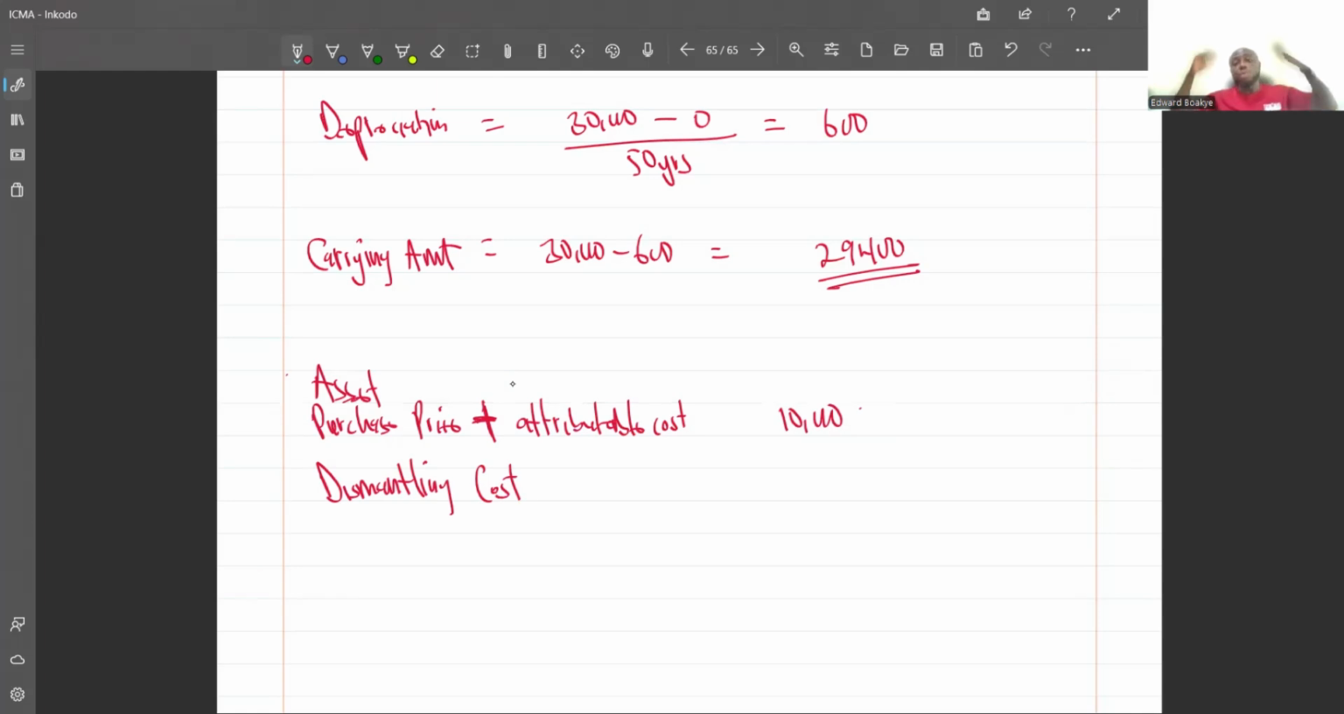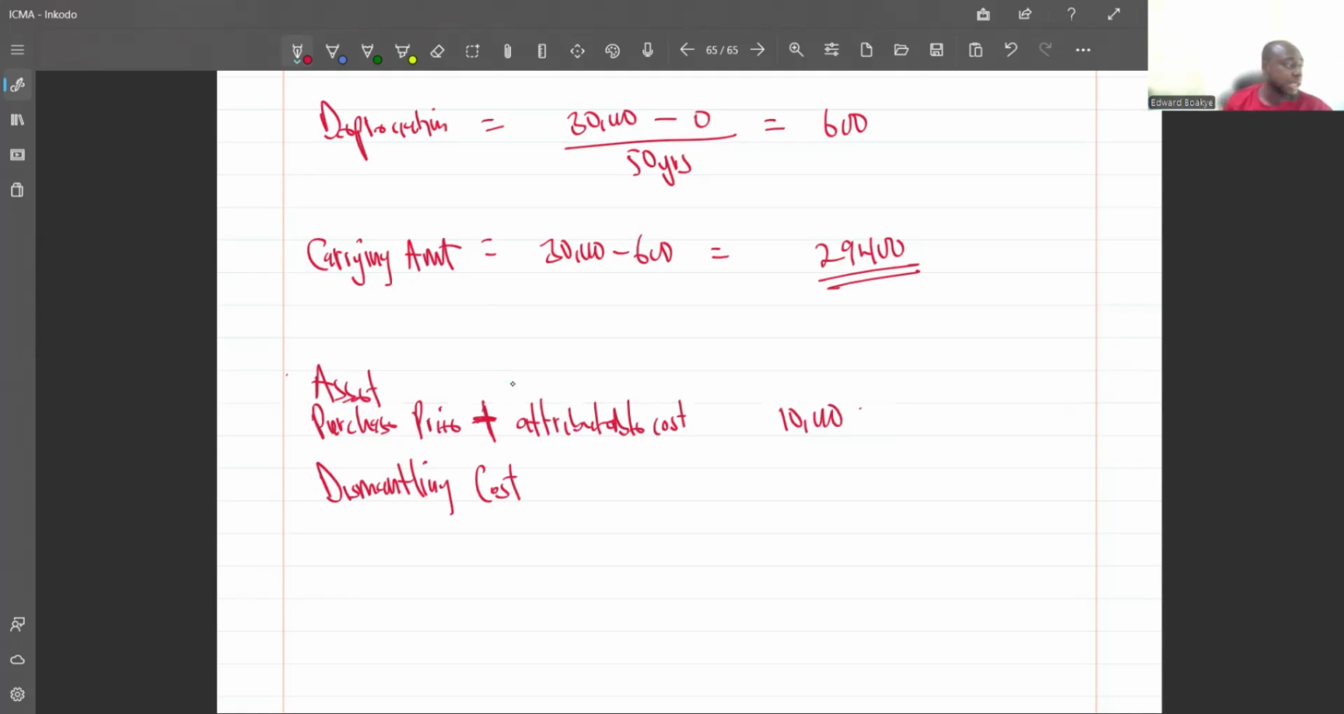But this 4,000 is 20 years' time. How do we bring it to the present? We have to bring this to the present because it's 20 years' time. So let's bring it to the present. Now, in bringing it to the present, we will need a discounting factor. And they have given us a factor of 5%.